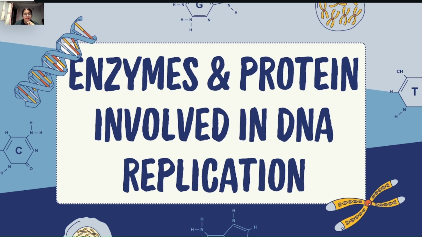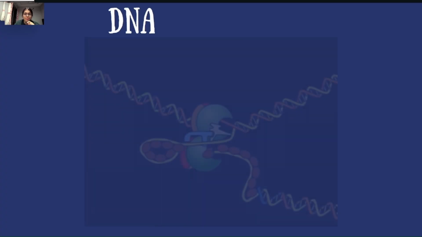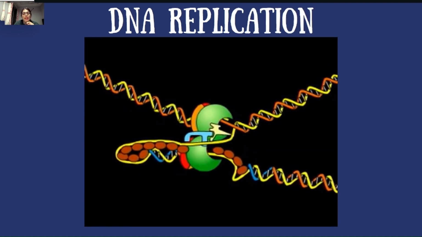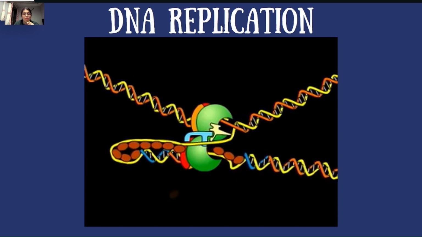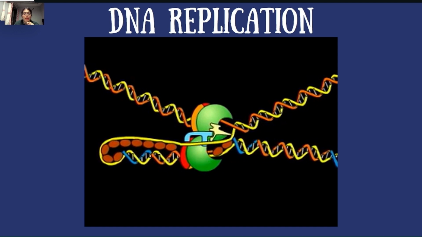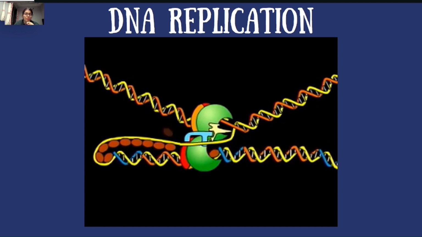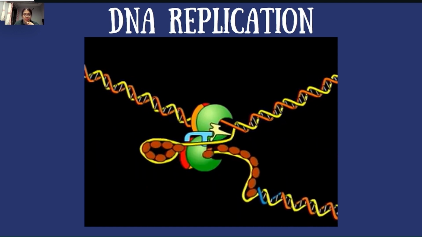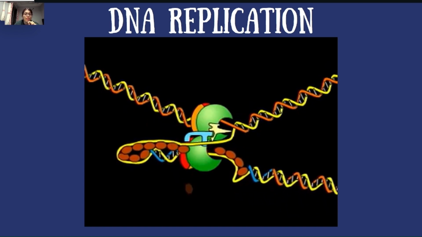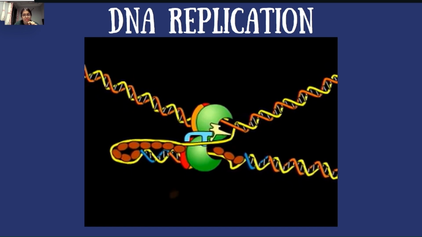So, what exactly is DNA replication? DNA replication is a process where the cell makes an exact copy of its DNA, ensuring that the new cell has the same genetic information as its parent cell. Now, this is crucial for growth, development, and repair in living organisms.